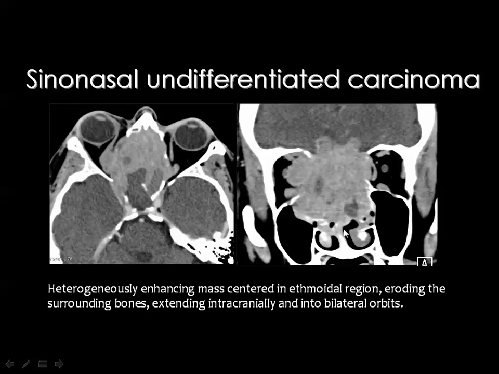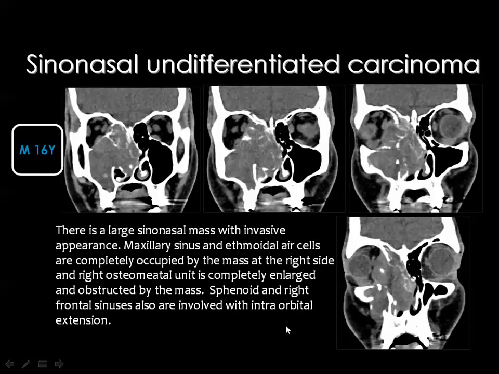To start with, we have to consider this lesion as one of four. Number one, carcinoma. Number two, olfactory neuroblastoma. Number three, lymphoma. Number four, metastatic deposits. These are the common differential diagnoses for such a lesion centered in the ethmoids with some intracranial extension.